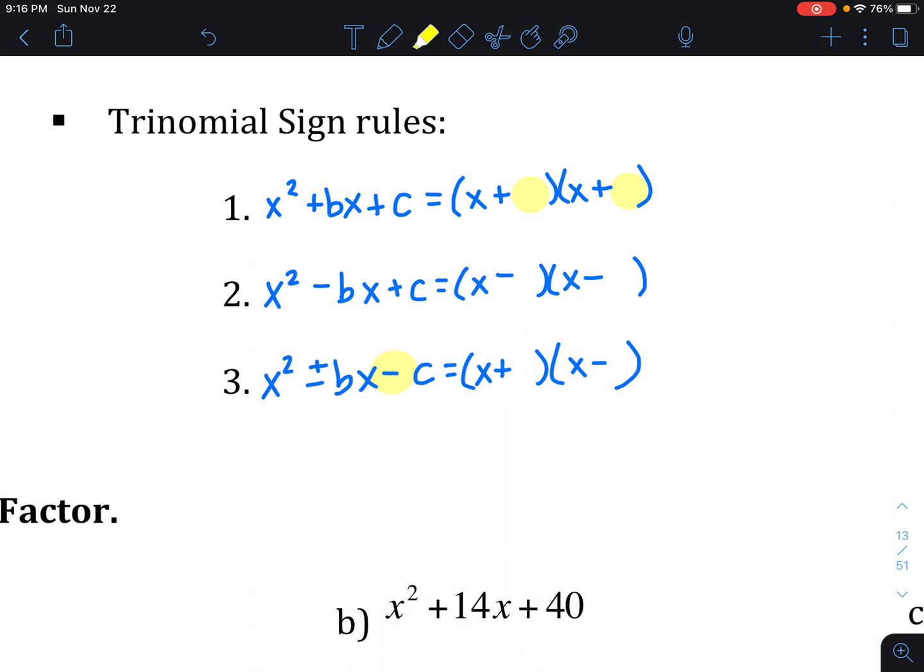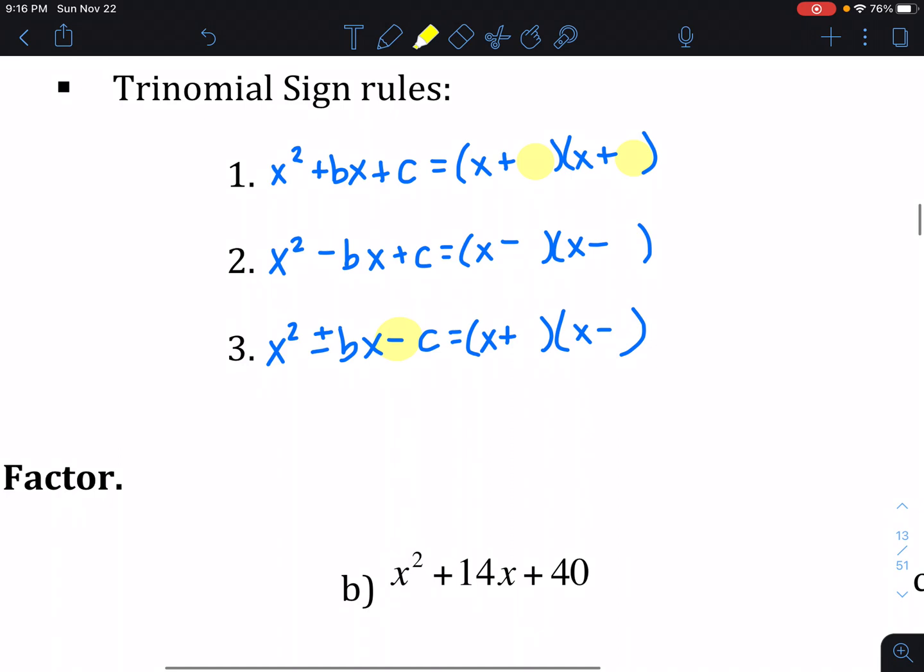Other sign rules. The second one, when the c is a plus but the b is a minus, the signs are minus, minus, which makes sense because a negative times a negative would be a positive c. But when you add 2 negatives, that would be negative b. And then what the third one is saying is we look at c first. No matter what, if c is a minus, the signs in the parentheses are going to be plus, minus. Regardless, it doesn't matter if b is plus or minus. It's the c that you look at first. If the c is a minus, the signs are plus, minus in your parentheses.